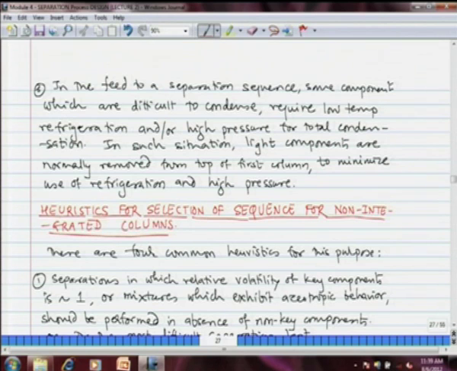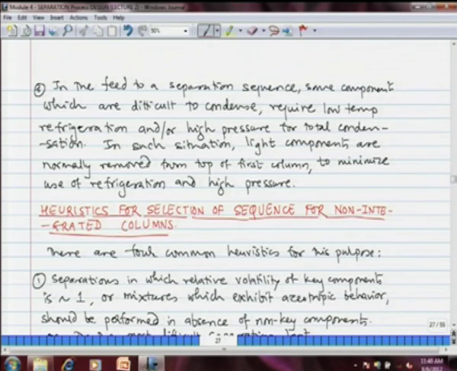And in the feed, if you have some components which are difficult to condense, which have low condensation temperature, then they require low temperature refrigeration or high pressure for total condensation. These are basically the light ends. In such a situation, the light components should be removed from the top of the first column, so that in the subsequent columns you are left with only the components which condense at temperatures higher than about 30-40 degrees centigrade. So, you can use cooling water for their condensation, and no refrigeration or high pressure is required. So, these are some of the qualitative guidelines for deciding the column sequence, or the practical constraints that may occur.